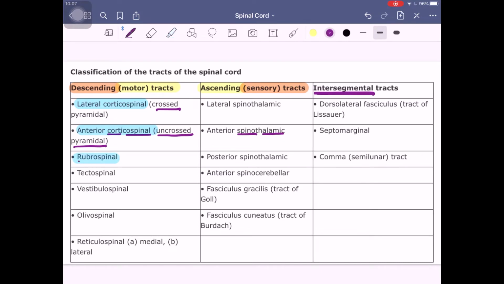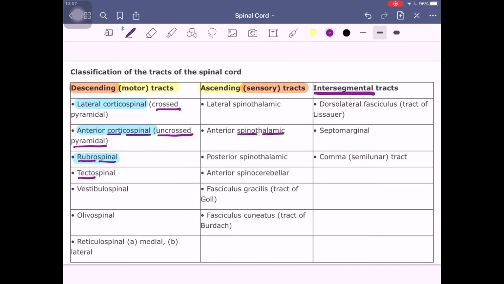You see, the word rubro means red nucleus, which is present in the midbrain. Rubro is red, and it comes back to the anterior horn cell of the spinal cord. So rubrospinal. And then next you have tectospinal. The word tecto comes from the word tectum, which is again part of the nuclei in the midbrain. So both of these start from the midbrain and come to the spinal cord. So these are your midbrain tracts.